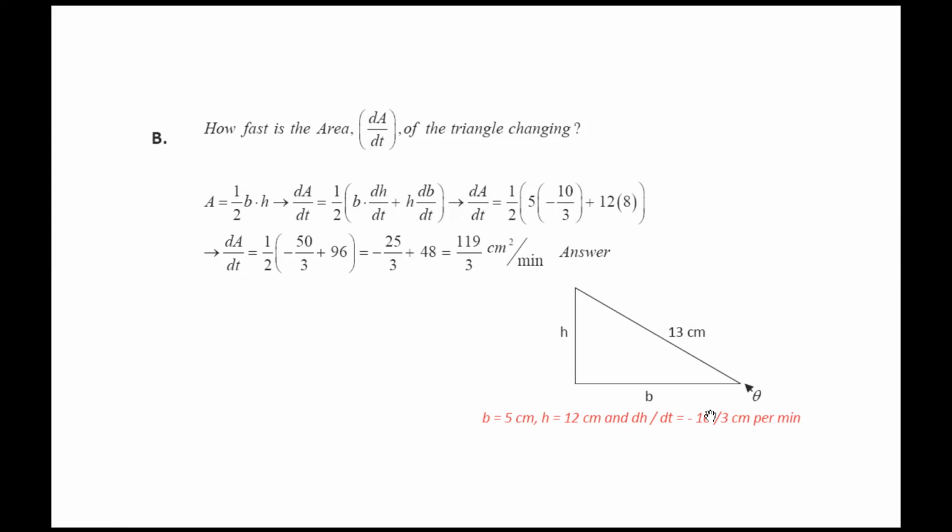And we know what h is because we found that to be 12 from part A. So we've got everything we need. We've listed it down here so we don't have to go back to part A. We're given this in the problem. We found this in part A. We found this in part A. And so we simply substitute in and we get an answer of 119/3. This is area, it's square centimeters per minute.